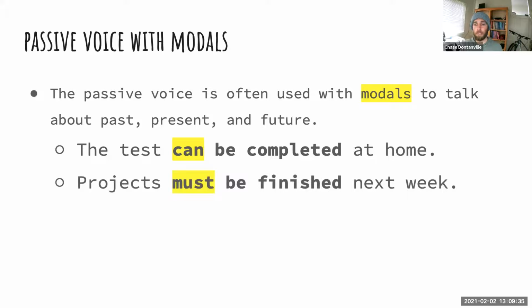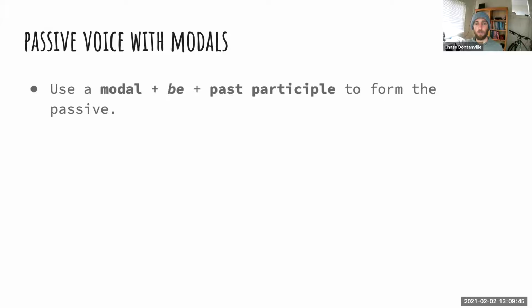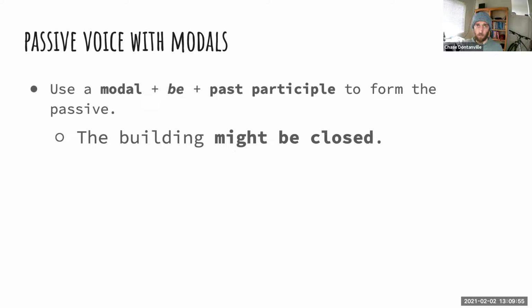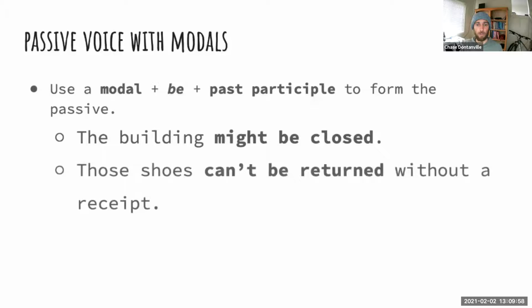Projects must be finished next week. Must is the modal verb, and be finished is the passive voice. So the formula: use a modal plus be plus the past participle to form the passive. The building might be closed. Those shoes can't be returned without a receipt. All right, so we have our modals might and can't with the passive, the be and the past participle, closed and returned.